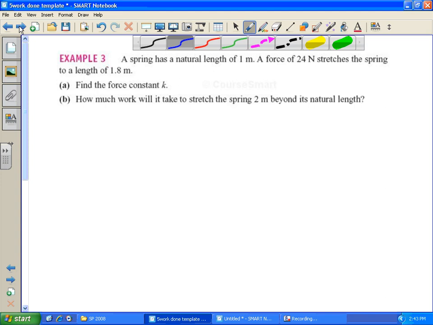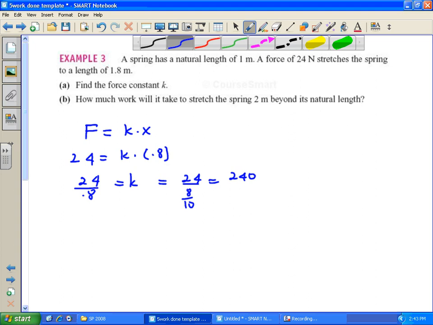So the net amount that the spring was stretched is 0.8 meters. So if we use force equals K times X, remember X represents the amount of stretching or compression. And so 24 newtons equals K times the amount of stretch, which would be 0.8 meters. So K equals 24 divided by 0.8, or we can write it as 24 over 8 over 10. In other words, 240 over 8, or 30.